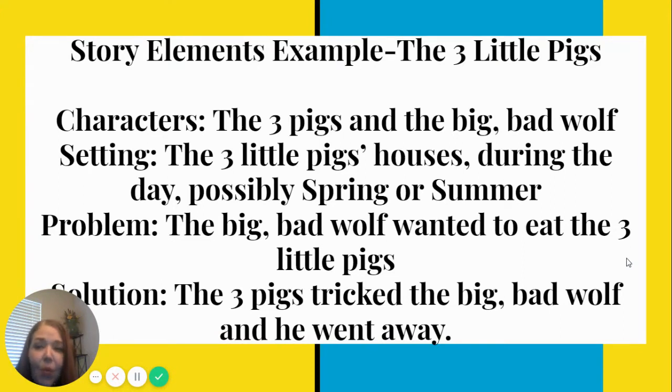The setting, where and when did the story take place? At the 3 Little Pigs' houses. It was during the daytime, and it was sunny outside, so it was possibly spring or summer. What was the problem? The big bad wolf wanted to eat the 3 little pigs. And how did the 3 little pigs solve their problem? They tricked the big bad wolf, and he went away.